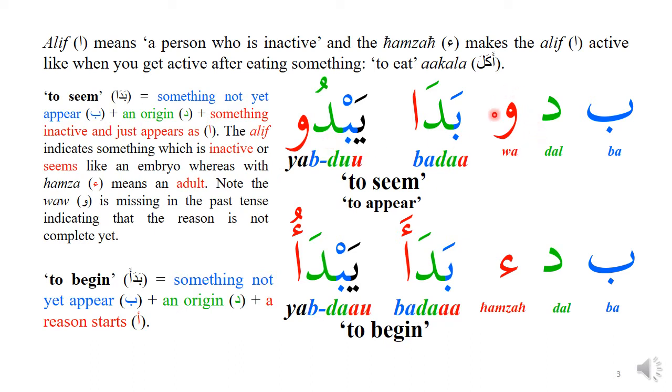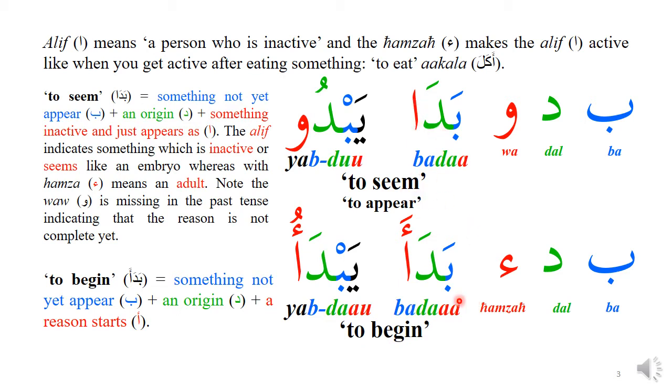Seems. So we know that the waw would mean something absent, right? So here it just seems like alif is like an embryo, or something which has not really become an adult or a full-grown thing. So it seems like it's appearing, right? Bada. And ba, we know, is something not yet appeared, because you can see the ba has a dot below, so something below the horizon, something which has not appeared yet. Ba, and dal is an origin or a start. But it's still inactive. It's not completely appeared yet.